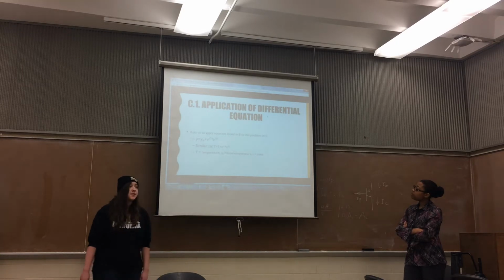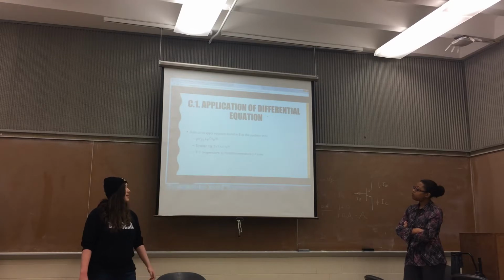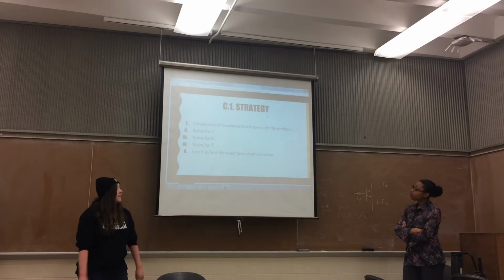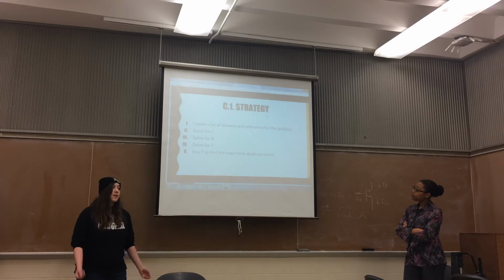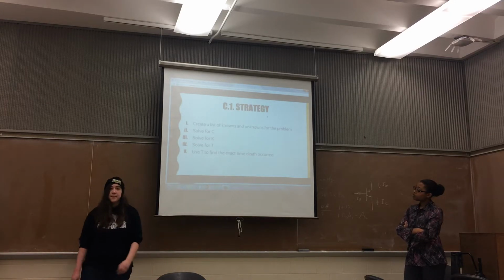So the equation that we used to solve this one is the one that we found in part B, which is y equals y naught plus e to the c times e to the kt, where y equals temperature, y naught is initial temperature, and little t is time. The strategy for finding the answer to this problem is making a list of what you know and what you don't know, and then solving for c, and then solving for k, and solving for t, and then you can use t to find the exact time the death occurred.